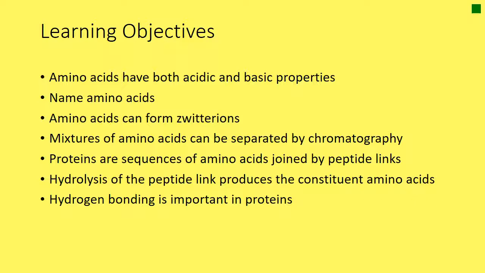And we're going to come across a concept called zwitterions. Zwitter is the German for hybrid, so hybrid ions. And then we're going to have a look at how you would separate amino acids by means of chromatography.